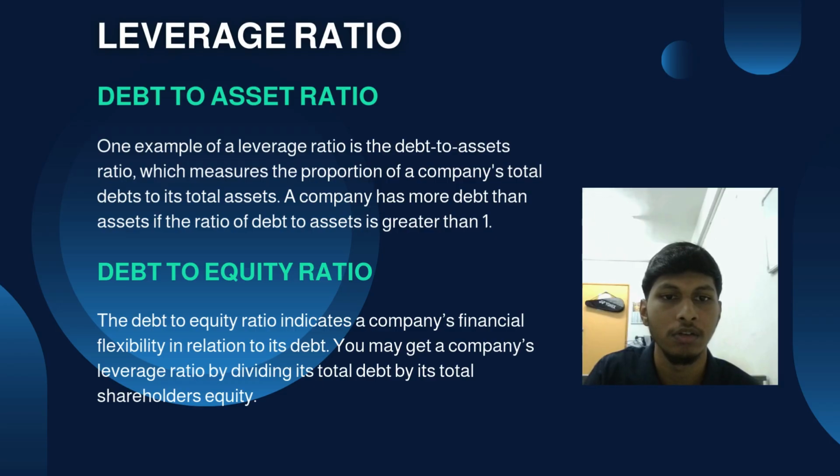This indicates a low level of financial leverage, showing the company relies more on equity than debt and is in a strong financial position with minimal risk. Second one, debt to equity ratio. For Ideal Capital Berhad, the ratio is 1.25 to 1.